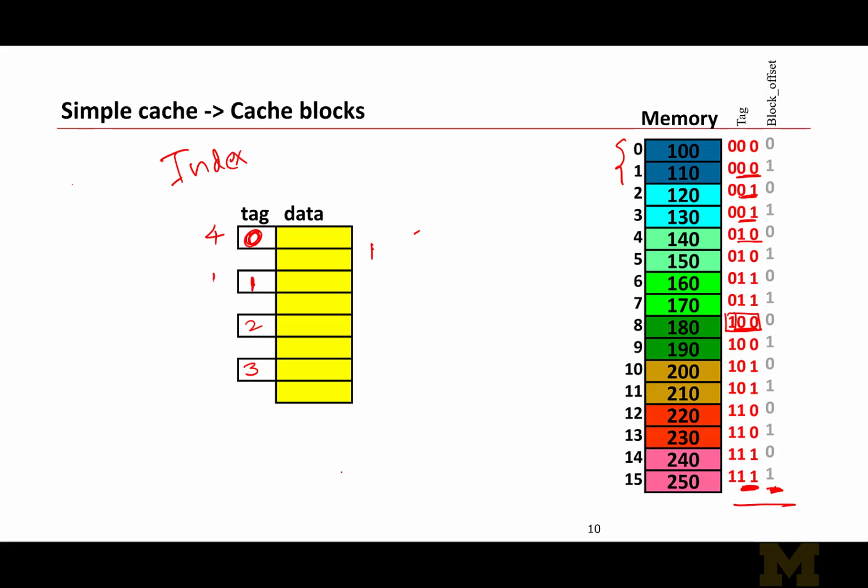So block address 5 will map here, block address 6 and 7. When I talk about block address, I'm talking about the tag so far, the tag that we had in our original design. I'm calling it a block address because I don't really need the block offset, which tells me which byte in the block. So the block address is effectively everything in your address except the block offset.